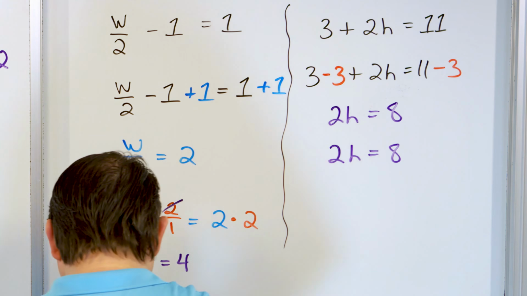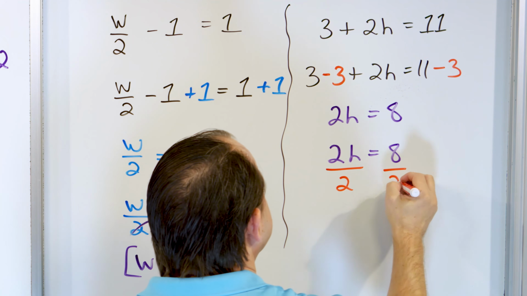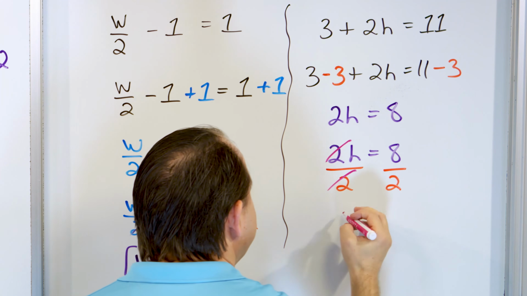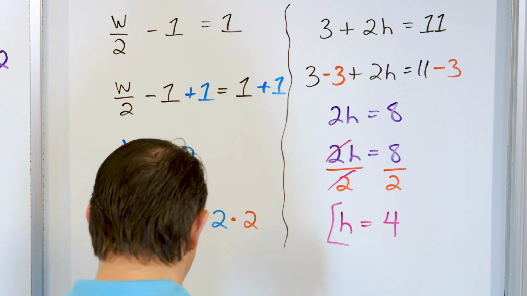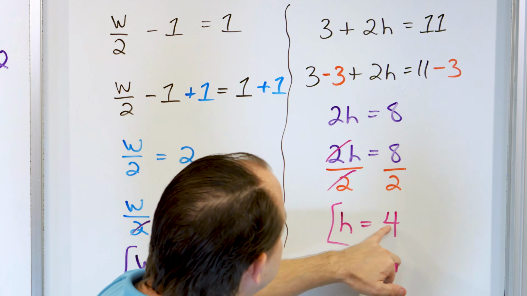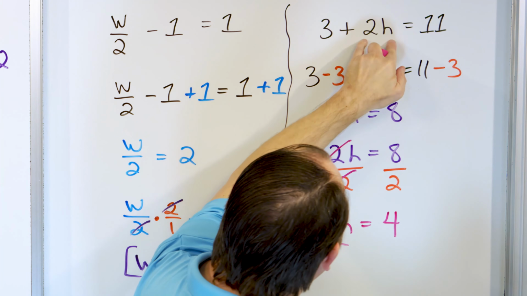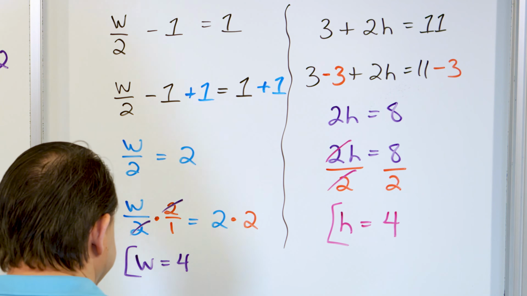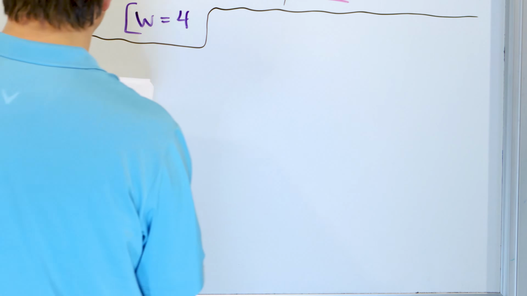What do I do to get rid of the 2, which is right next to my variable? I divide by 2. I do the opposite. And I know that these 2's will then cancel, and so I'll have a variable h left over. 8 divided by 2 is 4, and you get an answer of 4. You can check it by putting 4 in here. 2 times 4 is 8. And then 3 plus this 8 is indeed 11, so 4 is the correct and final answer. All right, I think we can squeeze another problem in right here.